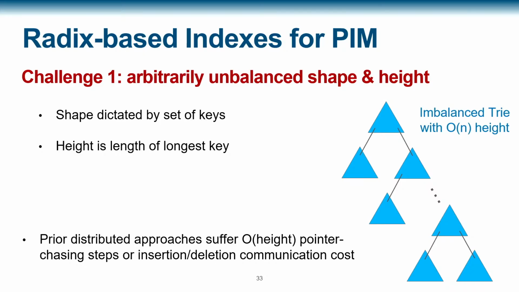So that's a problem. And in fact, if you look at prior approaches to this problem, they tend to suffer from some complexity measure that's order their height, right? So if you have a skewed collection of strings you're storing, you may not be getting much parallelism at all, right? You're sort of serially bottlenecked by this really long height.